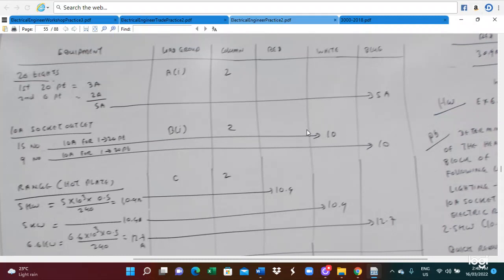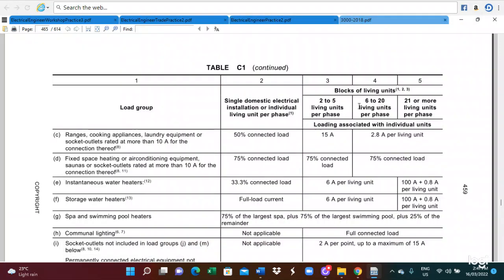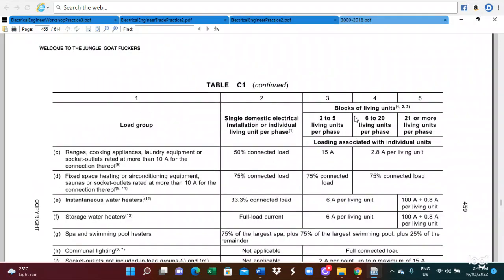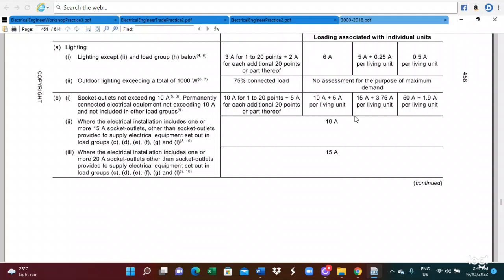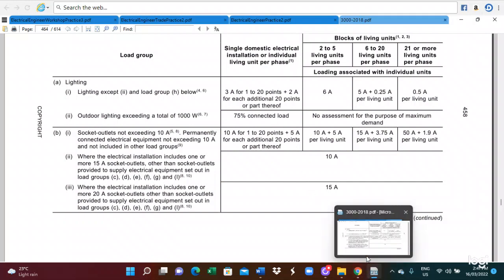Firstly, we have to calculate the 24 light points. The rule here for 24 light points: light point is for the lighting unit. So the rule is that we have to utilize a light point. A single living unit is here. This is a single living unit.